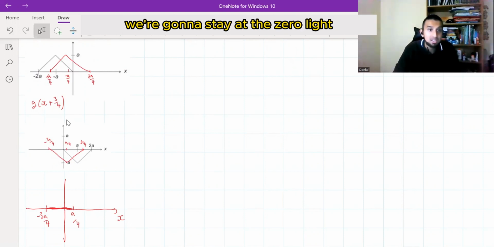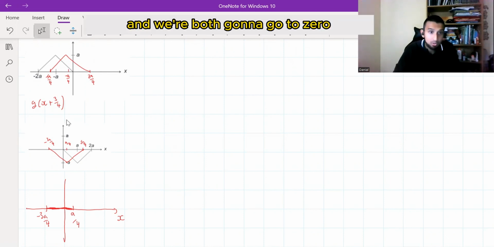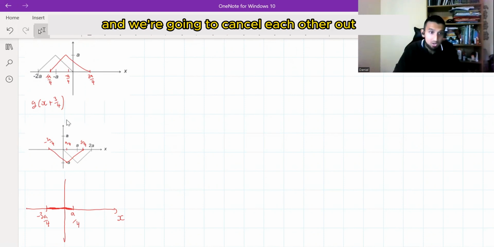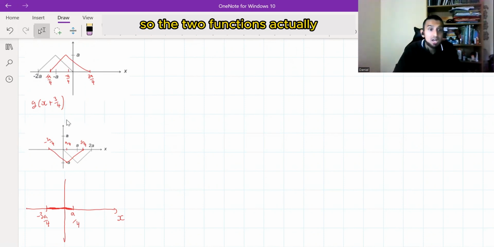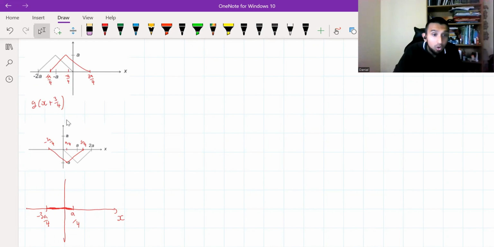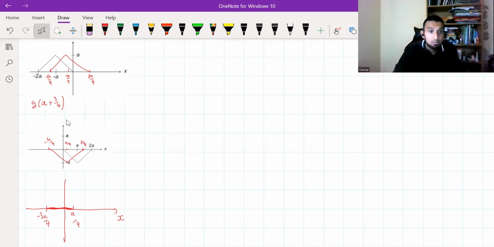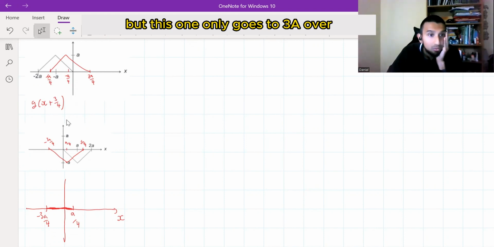We're going to stay at the 0 line. And then at a over 4, we've reached our maximum here, a, and we've reached our minimum here, and we're both going to go to 0. So we're going to go from 0 to 0, and we're going to cancel each other out. So the two functions actually cancel each other out completely until a value. So interestingly, this one will go to 5a over 4, but this one only goes to 3a over 4.